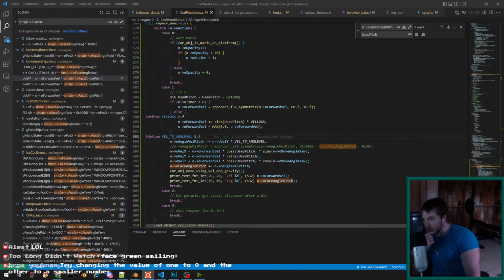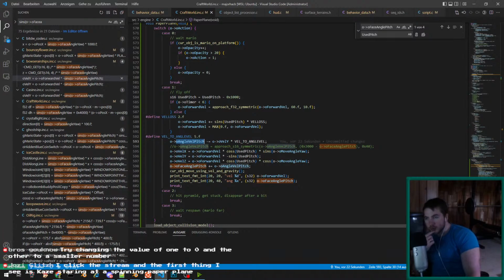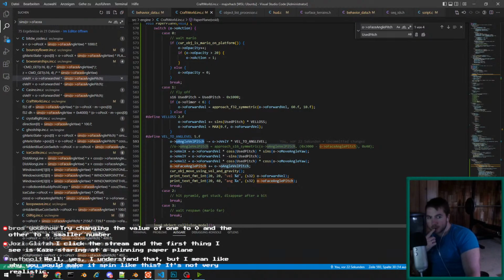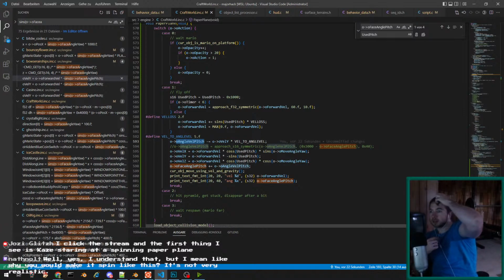Okay, that's a little better. I think the issue is this shouldn't be able to go beyond 0x3000. But if it can't go beyond that, then like how do we tip back?